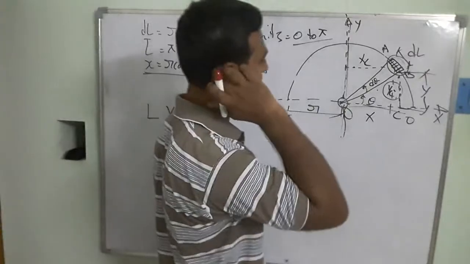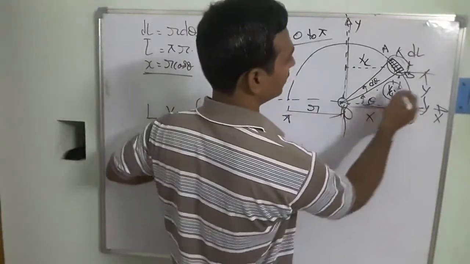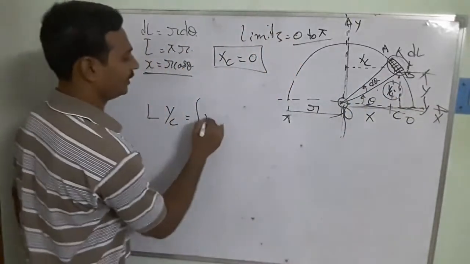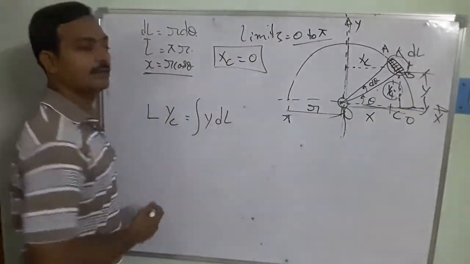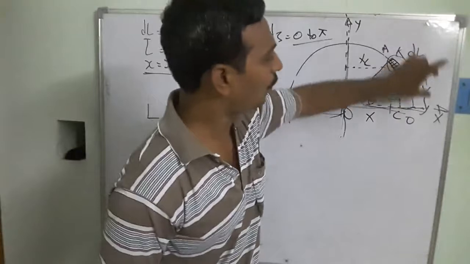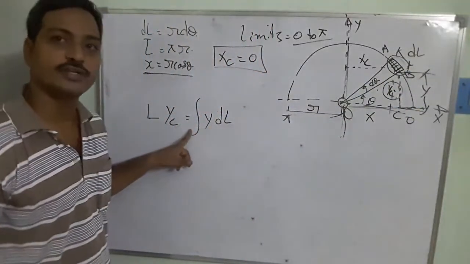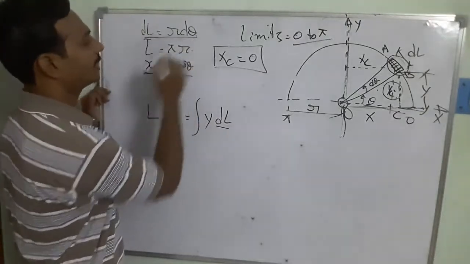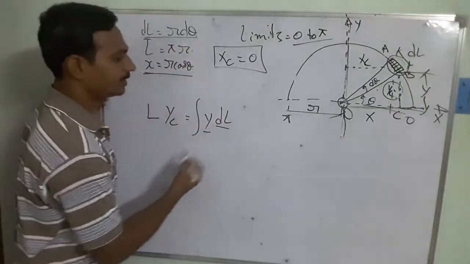Elemental areas means, from this part, what is going to exist? So this is the y distance, that's going to be y into dl, right? And the dl into y is going to be your first moment over here. So then we know the dl is equal to r d theta. Then how could you calculate the y value?